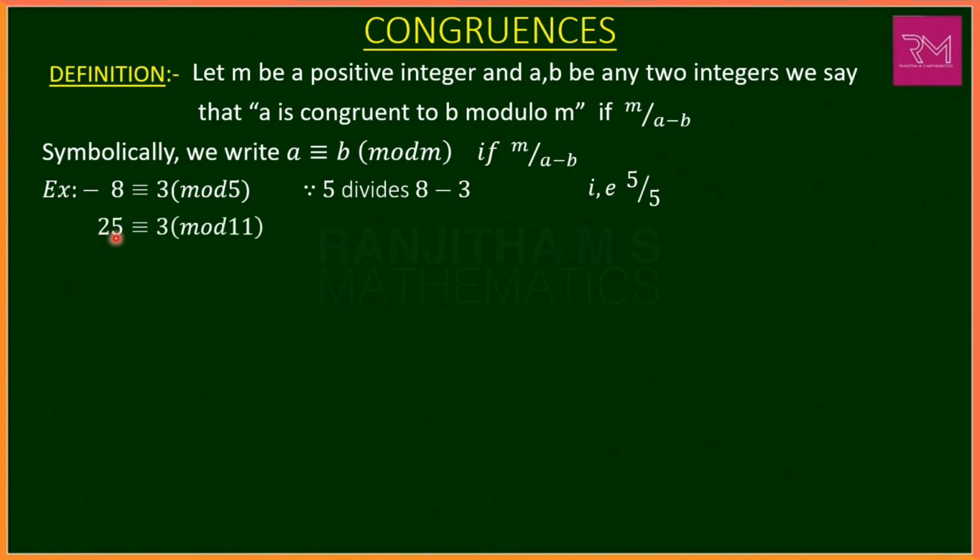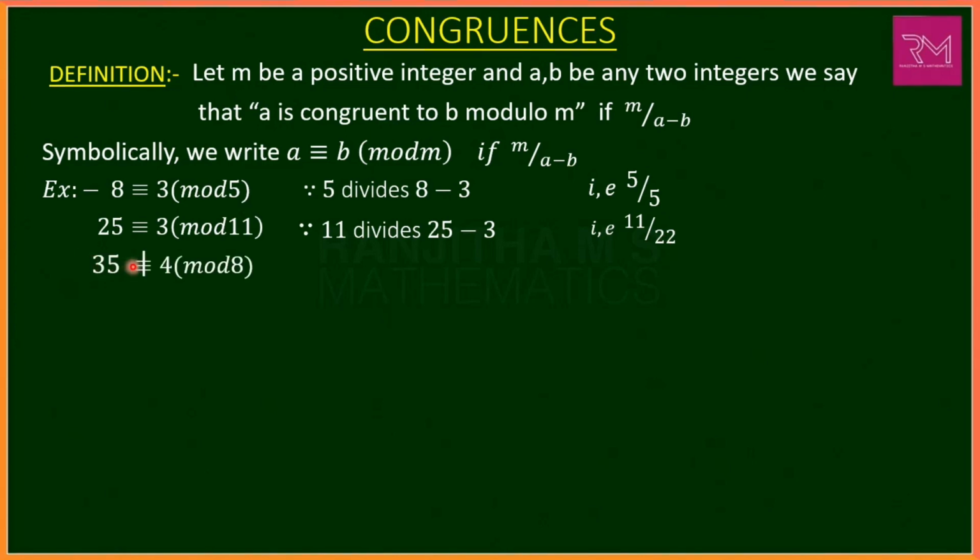Similarly, take another example: 25 is congruent to 3 mod 11. This is because 11 divides 25 minus 3, that is, 11 divides 22. We know that 11 divides 22, since 11 ones are 11, 11 twos are 22. Therefore, 11 divides 22 holds. Hence, we can take this as 25 is congruent to 3 mod 11. Here the congruency definition is satisfied if m divides a minus b.